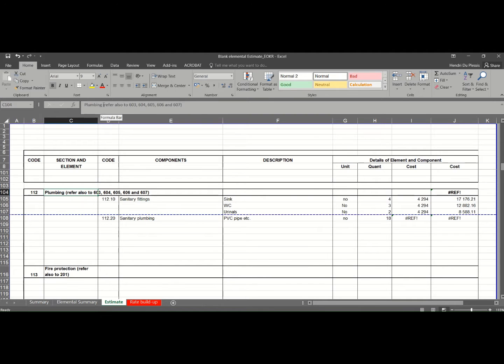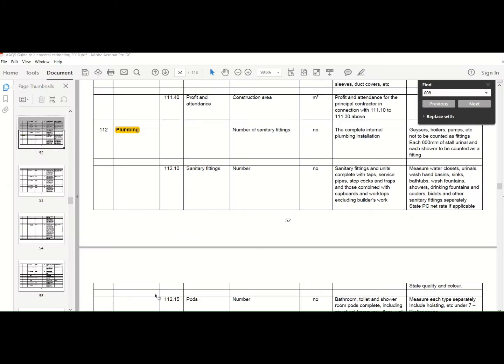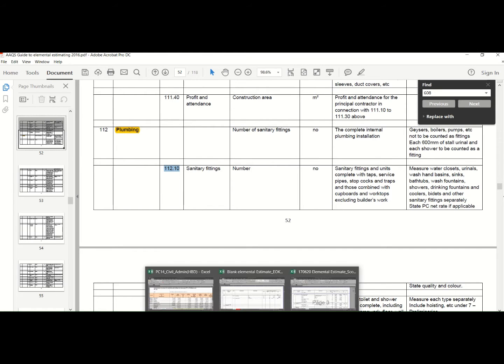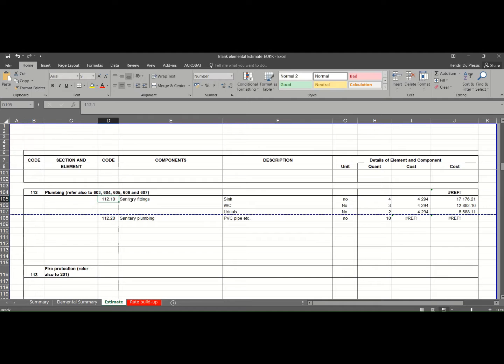So you would see that it also refers to the following items, which is mostly your external works. So what you do is you go again systematically through your guidelines. Your first item is item 112. So let's put in our item 112. It's already put in with sanitary fittings, and then you put in the specific sanitary fittings that you've got in your new building that you're measuring. So obviously you would add a little bit more detail in here.